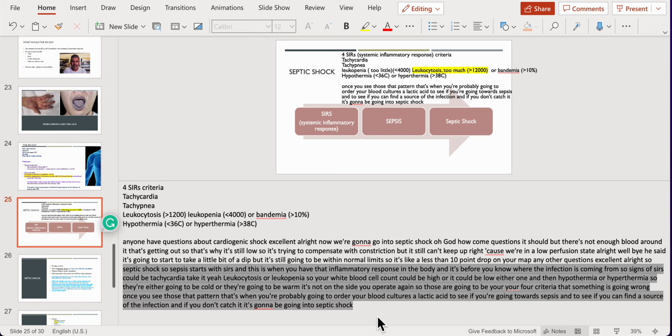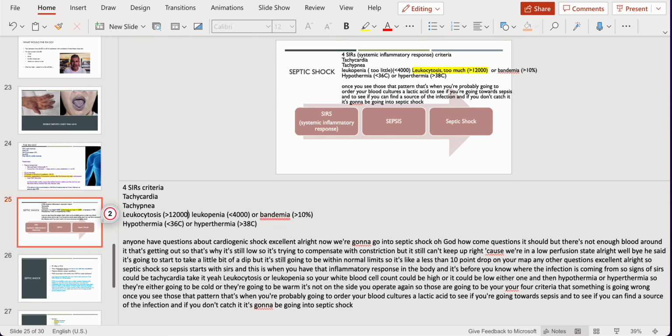So sepsis starts with SIRS, and this is when you have that inflammatory response in the body, before you know where the infection is coming from. Signs of SIRS could be tachycardia, tachypnea, leukocytosis, or leukopenia. So your white blood cell count could be high, or it could be low, either one, and then hypothermia or hyperthermia. So they're either going to be cold or they're going to be warm. So those are going to be your 4 criteria that something is going wrong.